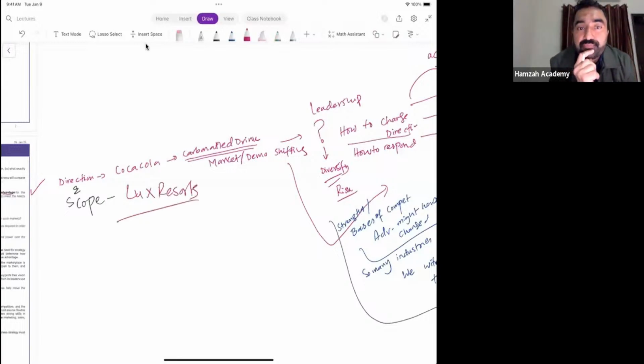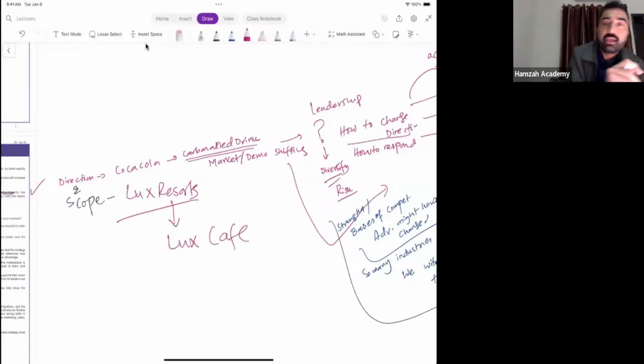Have you been to Lux Cafe? I'm sure you have been to Lux Cafes. How are they performing, the Lux Cafes at Bagatelle or Trianon or at Godin? Are they doing well? They are also offering different pastries, cakes, and different snacks as well, right? So, what is this, you would say?